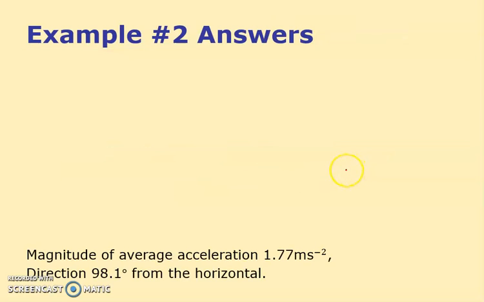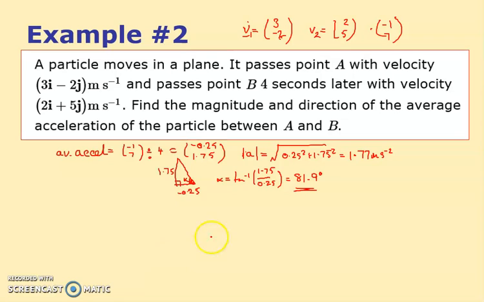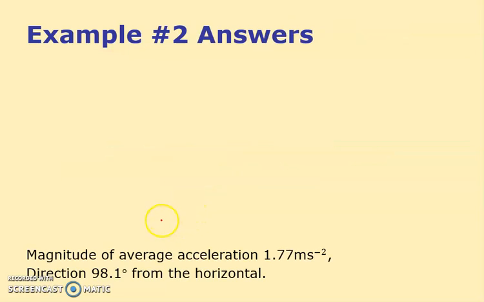So let's find out. It says 98.1 from the horizontal. I think that's that angle there instead they've given me, from the positive. That's what they've given me, that angle, 98.1. It doesn't say which angle I want to give, so as long as you wrote it down properly, that's fine.